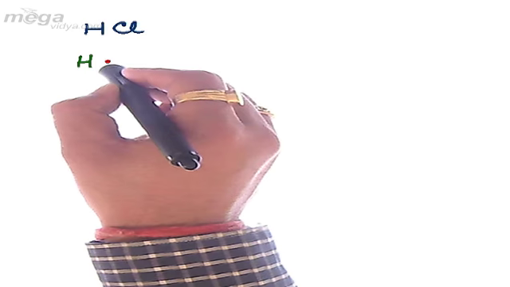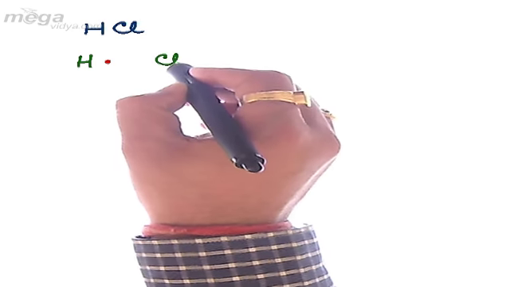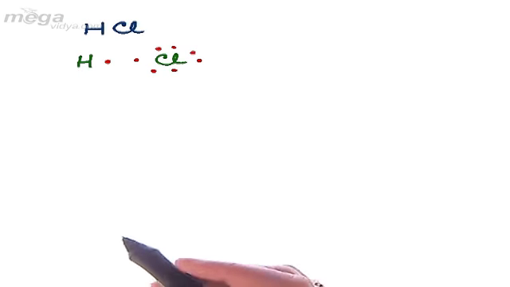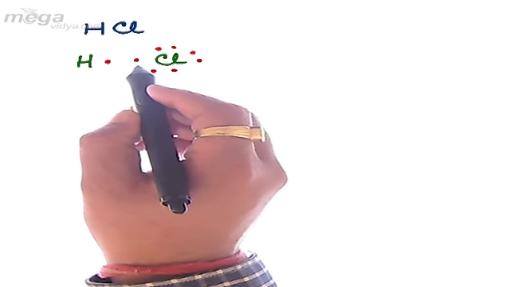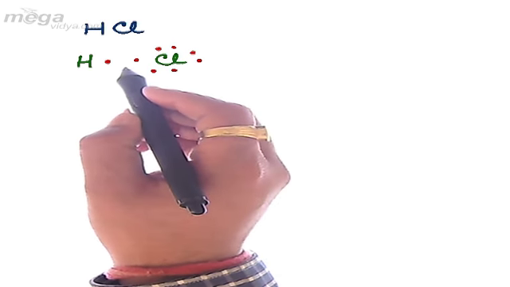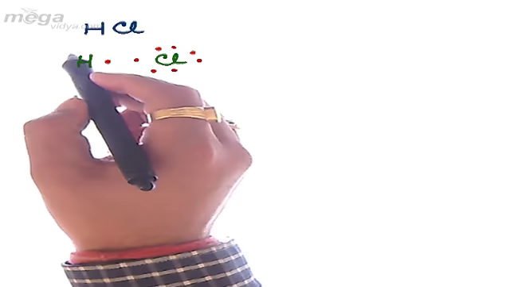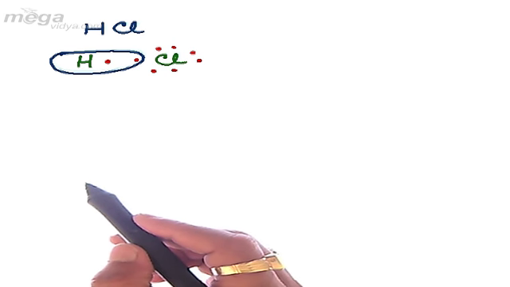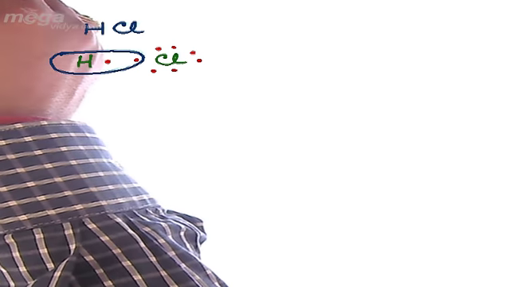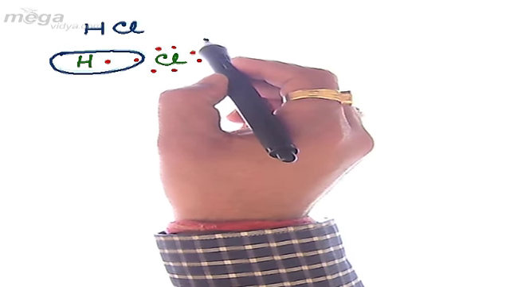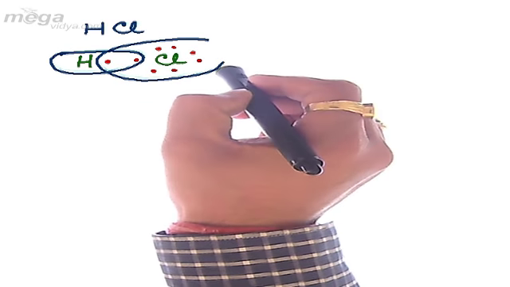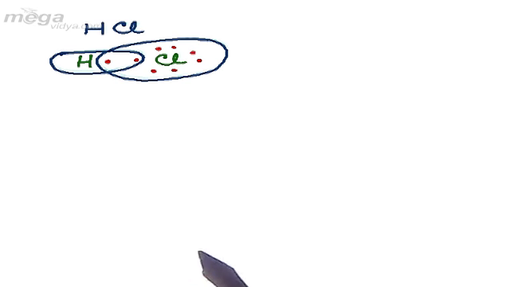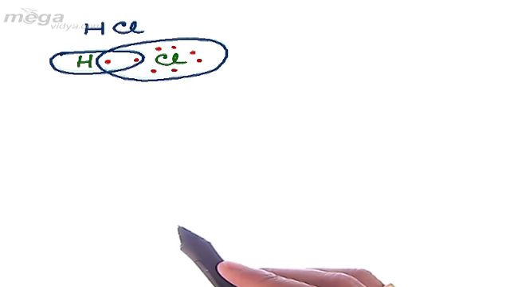In the case of hydrogen, we have 1 electron, whereas in the case of chlorine, we have 7 electrons in its valence shell. Hydrogen, to stabilize, will try to attain a configuration similar to that of helium, that is, it will try to have 2 electrons. So hydrogen will share 1 electron of chlorine, making its configuration similar to helium and hence stabilizing it. Similarly, chlorine will share 1 electron of hydrogen because it has 7 electrons in the valence shell. To complete the octet, it will try to have 8 electrons, so 1 electron will be shared by the hydrogen atom for the completion of the octet of chlorine.